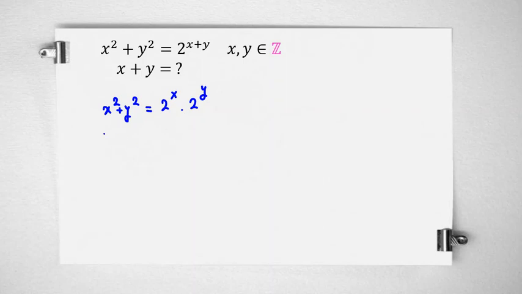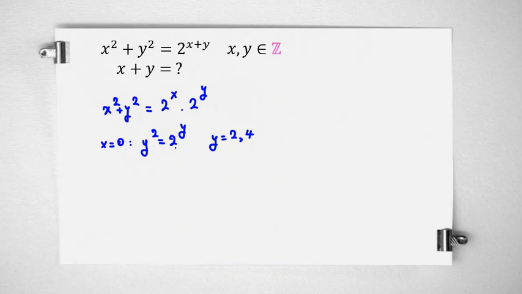Okay, now let's check some small example here. If x equal to 0, then y squared equal to 2 to the y. And y is integer, so y cannot be negative because then right side is not integer. For example, 2 to the negative 1 is 1 half. So if we check y0 doesn't work, y1 doesn't work, y2 works, y3 doesn't work, y4 also works, so y equal to 2 and 4.